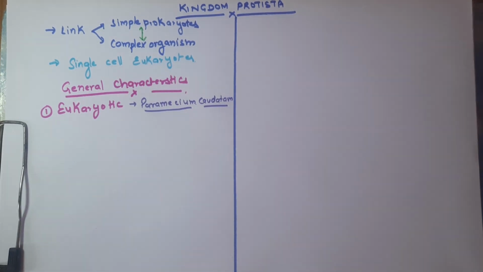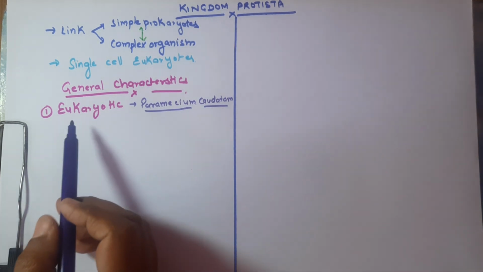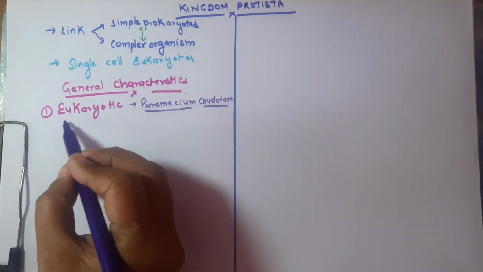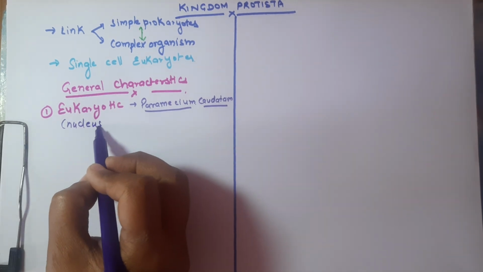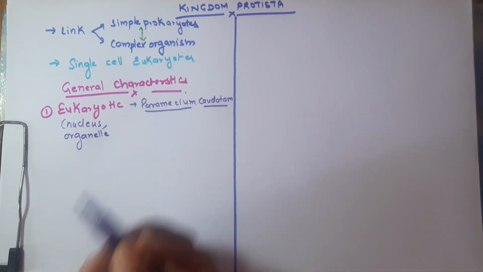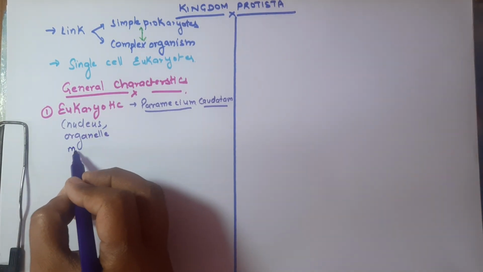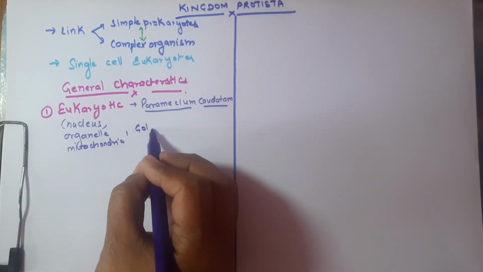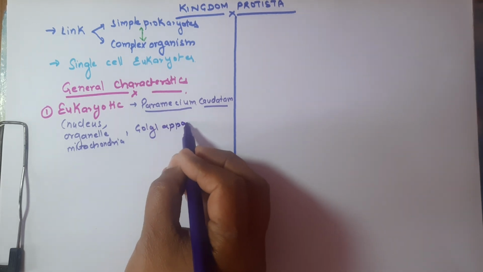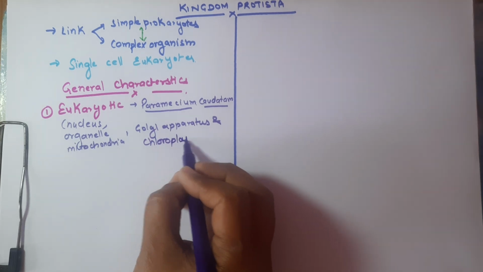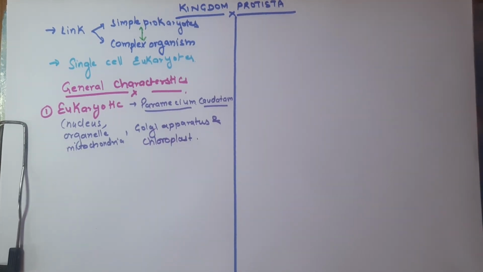I have a separate video on the differences between eukaryotes and prokaryotes, but here I will just define it again. Eukaryotes are those species that possess a well defined nucleus, and they have membrane bound organelles like mitochondria, Golgi apparatus, and chloroplast. So the species belonging to the kingdom Protista are eukaryotic in nature.